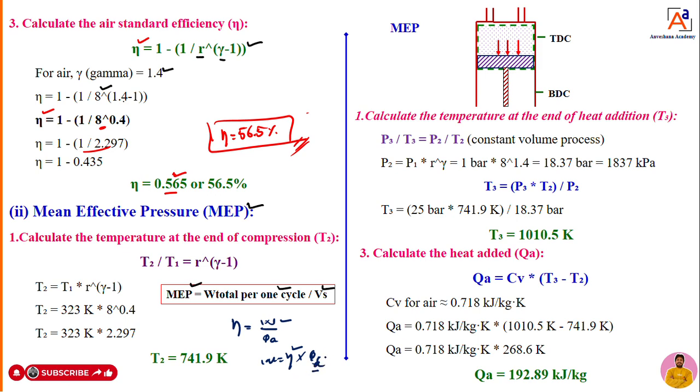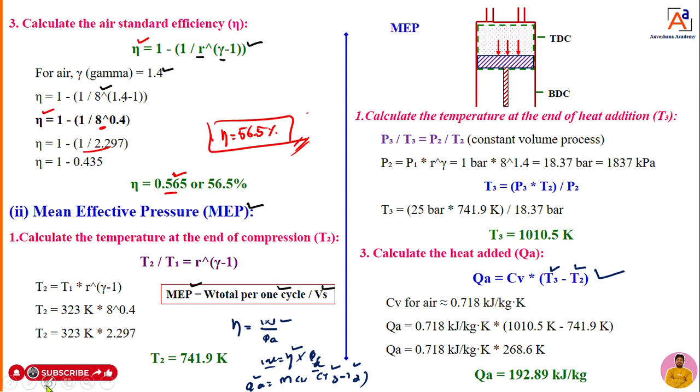So that heat addition we can calculate at constant volume. For that we have an equation. QA is equal to m into Cv into highest temperature minus lowest temperature. With the help of that equation I can calculate the heat addition. Once you know the value of efficiency and heat addition, you can calculate the work done. Once you know the work done, you can calculate the mean effective pressure. To calculate that heat addition, we require the values of T3 and T2. That T3 and T2 we need to calculate.